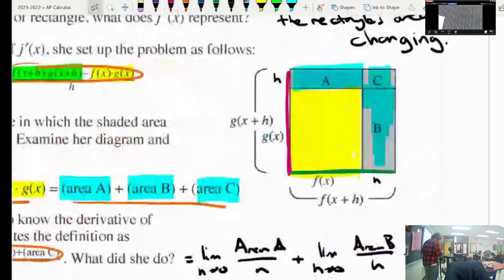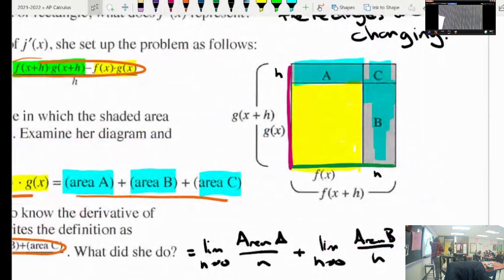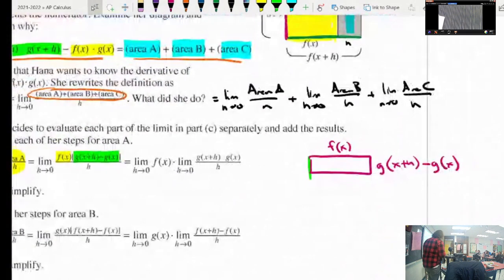Again, if I were to take this entire distance here and subtract off g of x, we'd be left with just the h that's left there. So that's how we're finding the length and the height of that expression. And again, we're finding the limit as h approaches 0 of that area there. This is just for rectangle A.